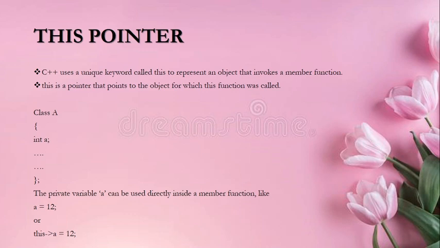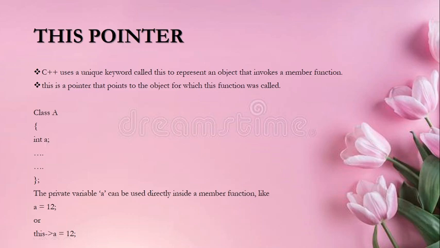Let me explain that. C++ uses a unique keyword called this to represent an object that invokes a member function. If you want to invoke any object, or even a variable, it can be invoked using this pointer. This is a pointer that points to the object for which this function was called. I've given a small example here. I'm saying A is a class name and I have a variable, integer a. This can be called in two ways.